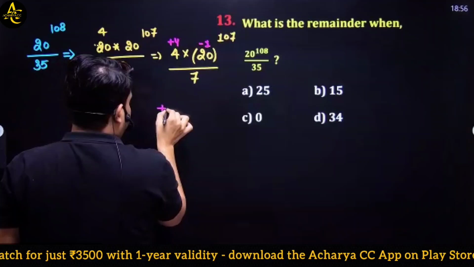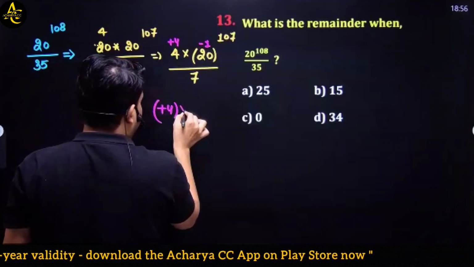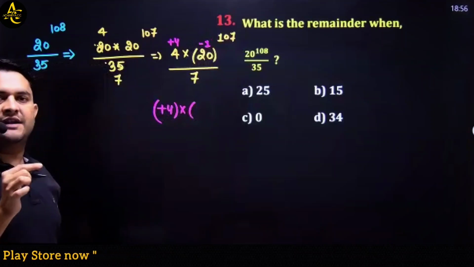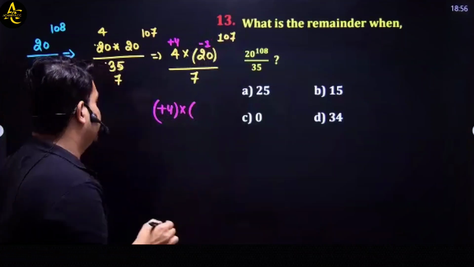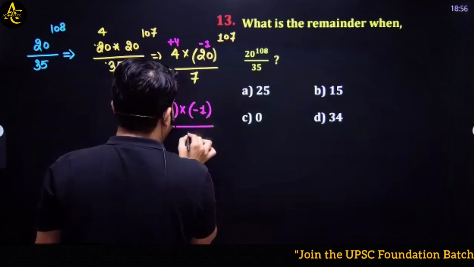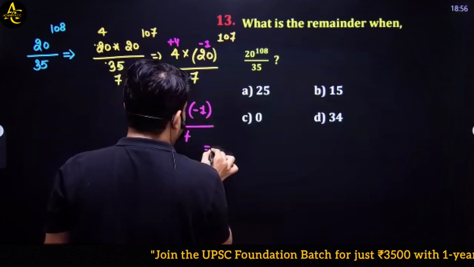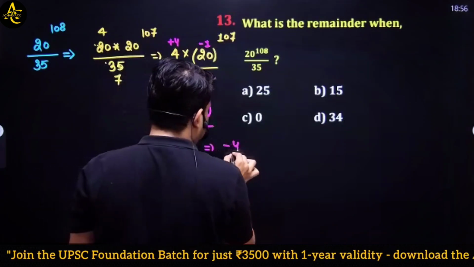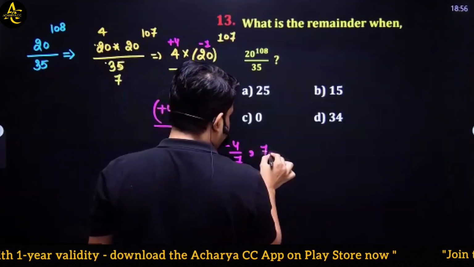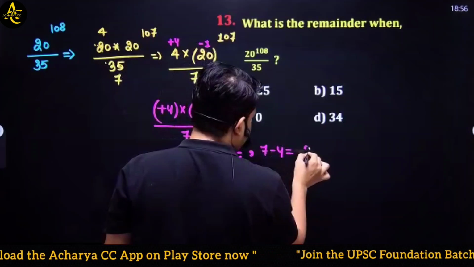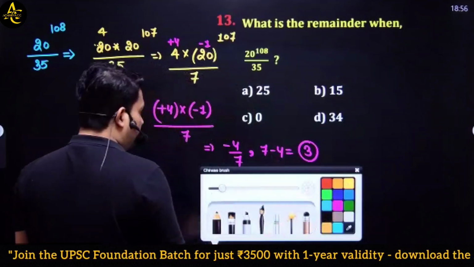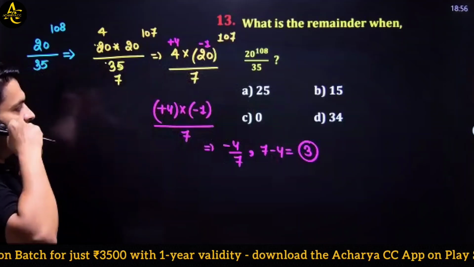Then plus 4 into, see, I have minus 1 to the power 107. Minus 1 to the power an odd number will give you minus 1. So I will get minus 1 from here, divided by 7. So what I got is minus 4 by 7. So this is not the remainder. I will do 7 minus 4 is equal to 3. But 3 is not the answer. If there is an option that is 3, then your answer will be wrong.